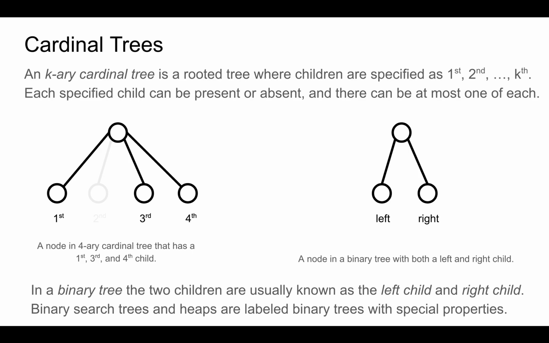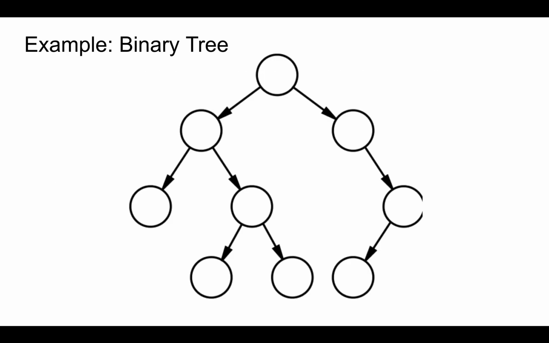Binary search trees and heaps are both labeled binary trees, and they have a lot of special properties. So here's an example of a binary tree at this point with no labels. Note that each parent has at most 2 children, but the parent can have only a left child or, in theory, only a right child. And the pointers are pointing from parent to child.